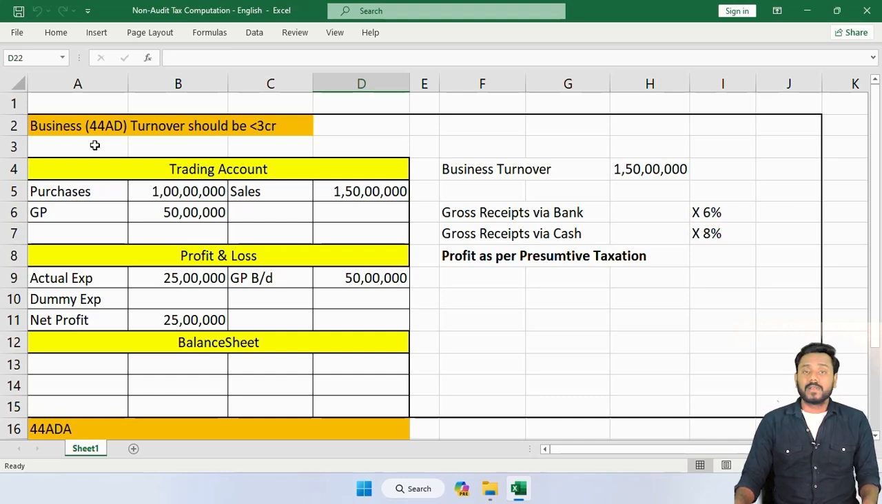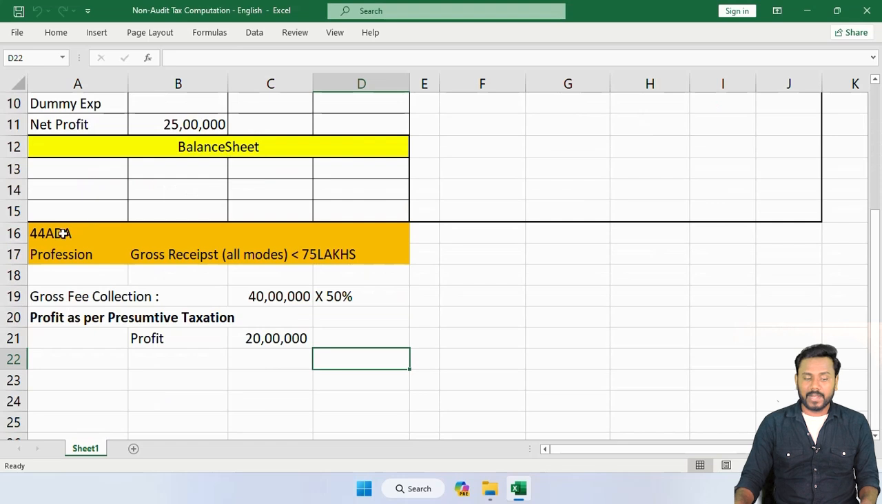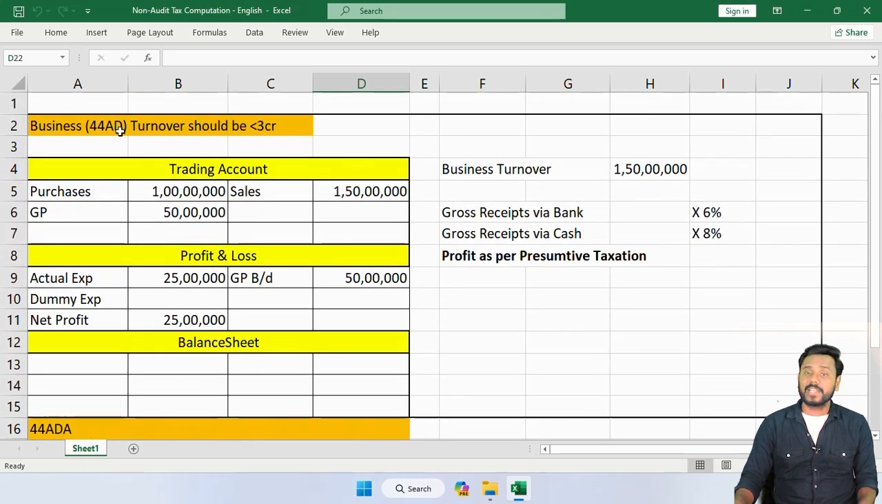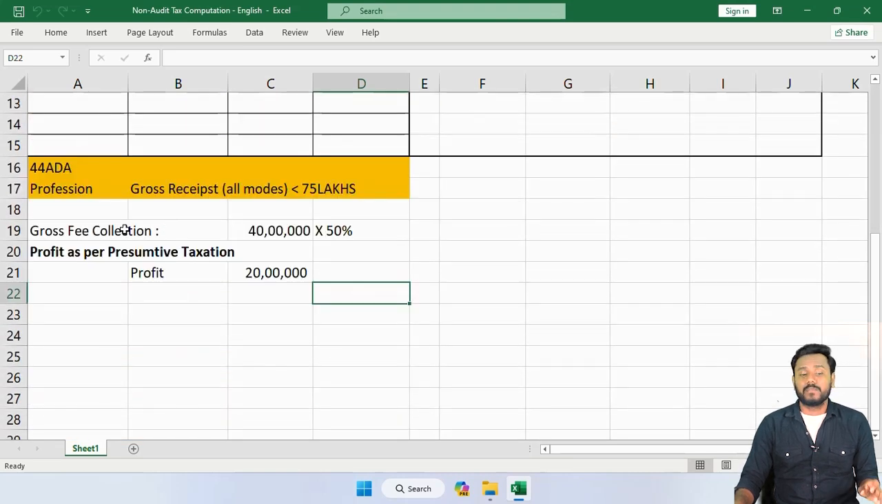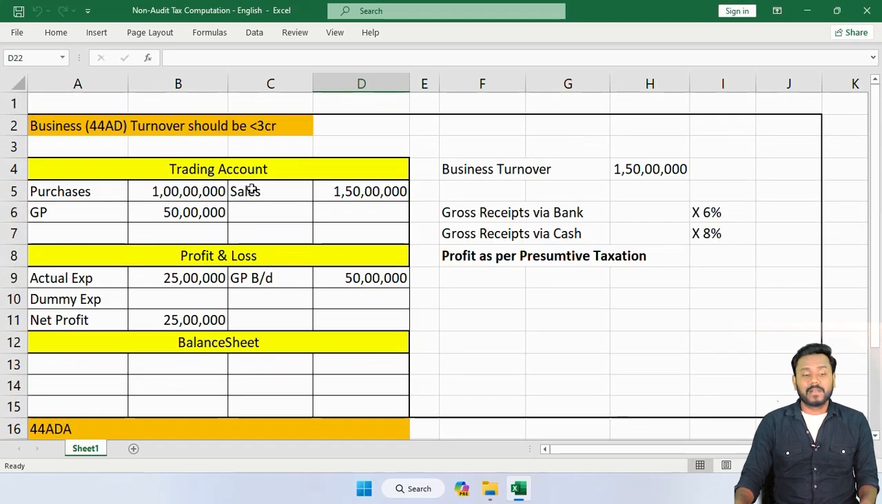Okay. So if you are running a business or a profession, if it is a business, your turnover must be less than 3 crore, and if you are running a profession, as per Section 44AD, the gross receipts should be less than or equal to 75 lakhs. Again, I confirm, if you are running a business, the business turnover should be less than 3 crore, and if you are running any profession like a lawyer or doctor, then the gross receipts should be less than 75 lakhs. So first we will go for the computation as per the presumptive taxation scheme for the business.